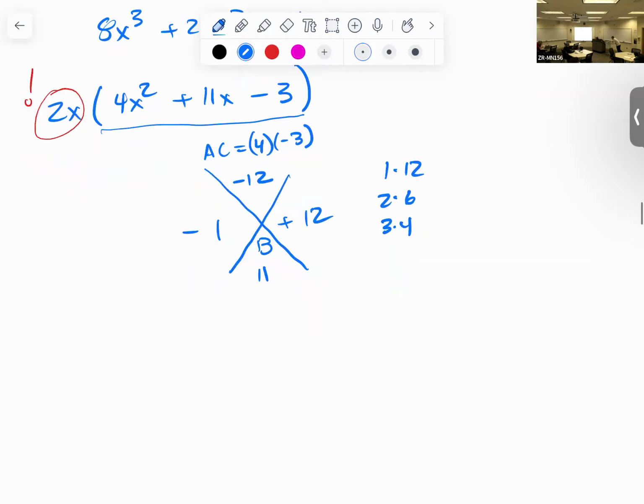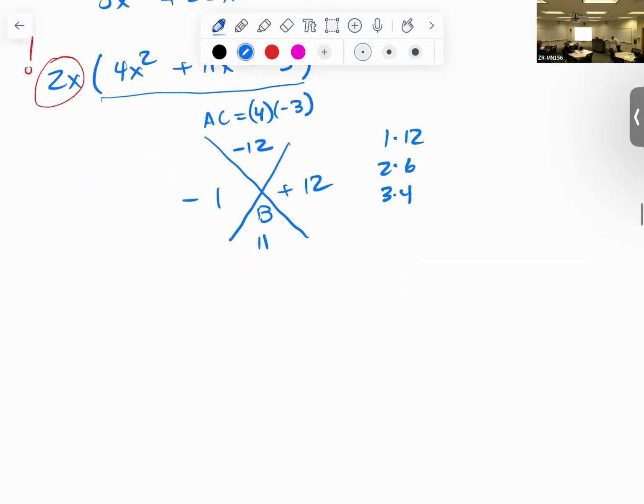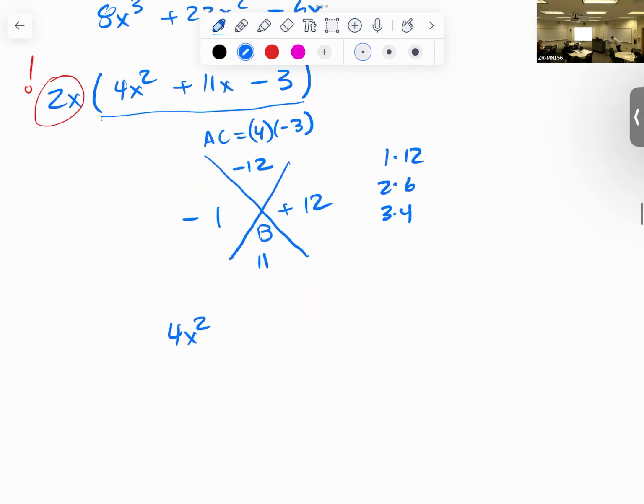Now we rewrite the middle term. So 4x squared and -3 do not change. Then I have -1x plus 12x. This does bring up something else. It does not matter the order in which you write these factors, so I can write -1x and 12x, or 12x and -1x. It will work either way, okay?